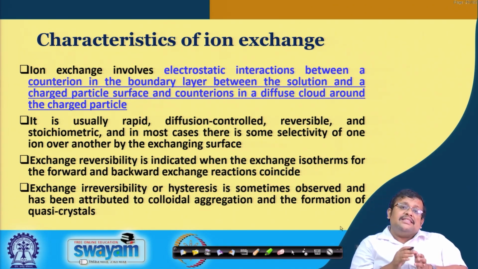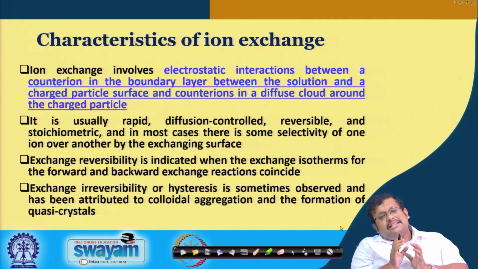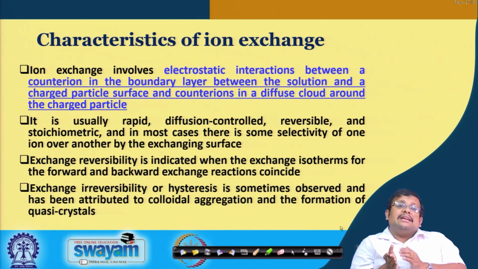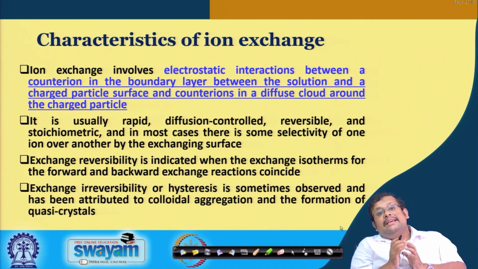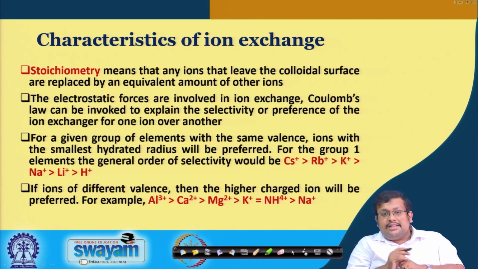Exchange reversibility is indicated when the exchange isotherms for the forward and backward exchange reactions coincide, and exchange irreversibility or hysteresis is sometimes also observed. These are some aberrations, some special conditions where we can see exchange irreversibility or hysteresis, and this can be attributed to colloid aggregation and the formation of quasi crystals in the soil.